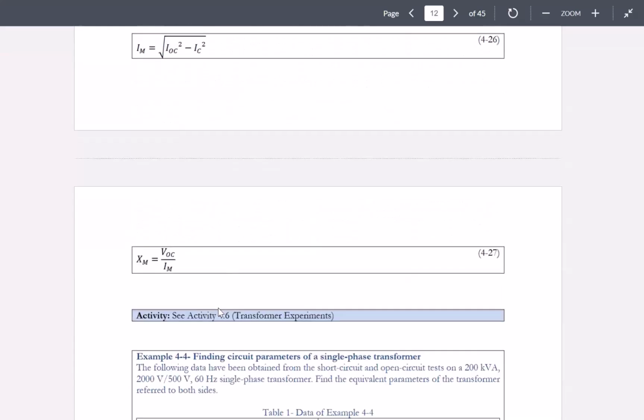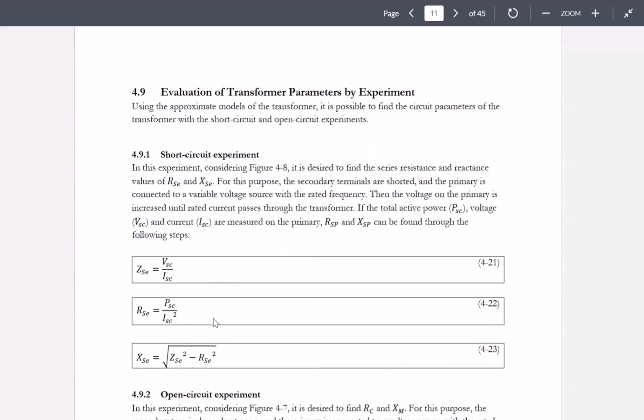Now let's see how you can evaluate the parameters of the transformer in the lab through experiments. We want to find out the RSE and XSE, which is the combined series impedance of the transformer between the primary and secondary sides, as well as the RC and XM. So we do two experiments. The short circuit experiment is supposed to give us the RSE and XSE.